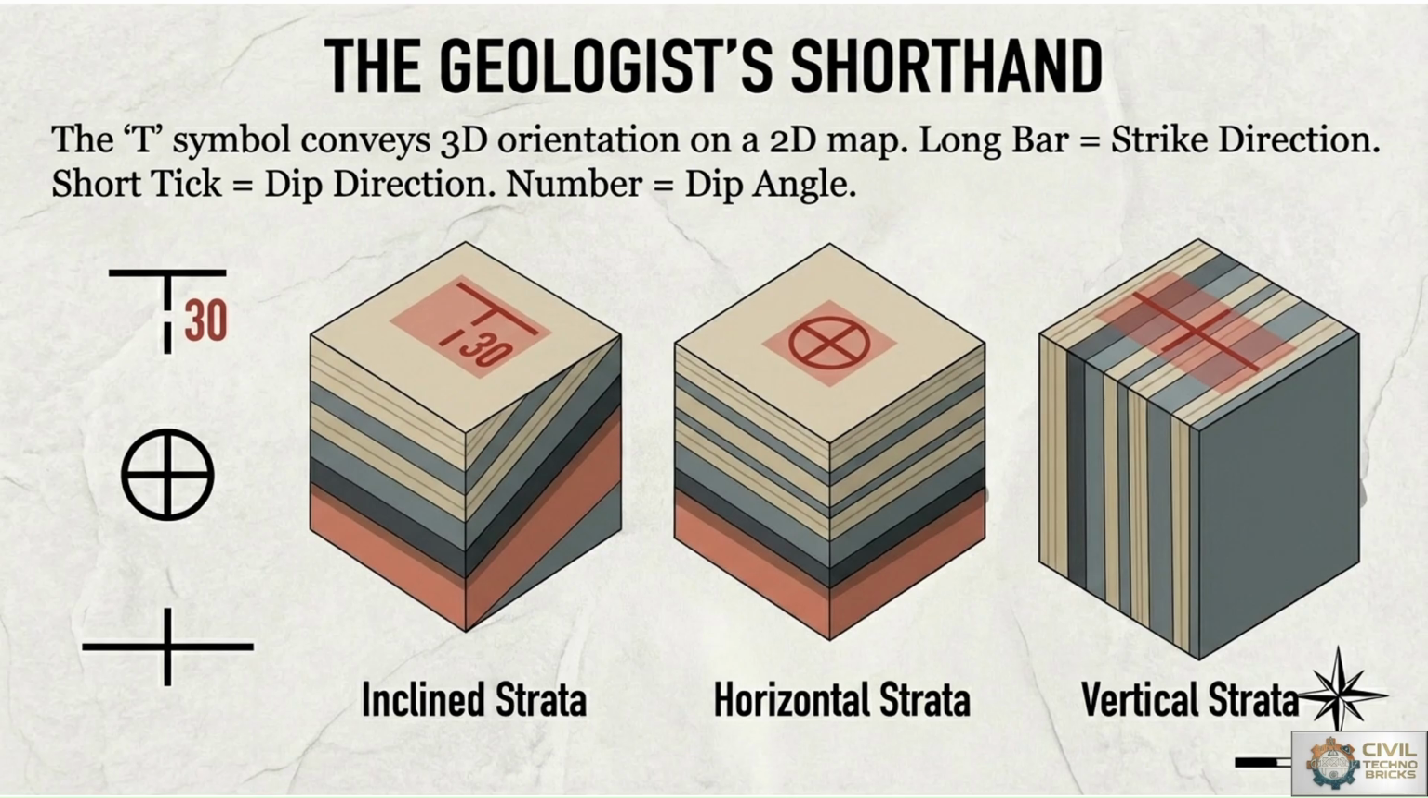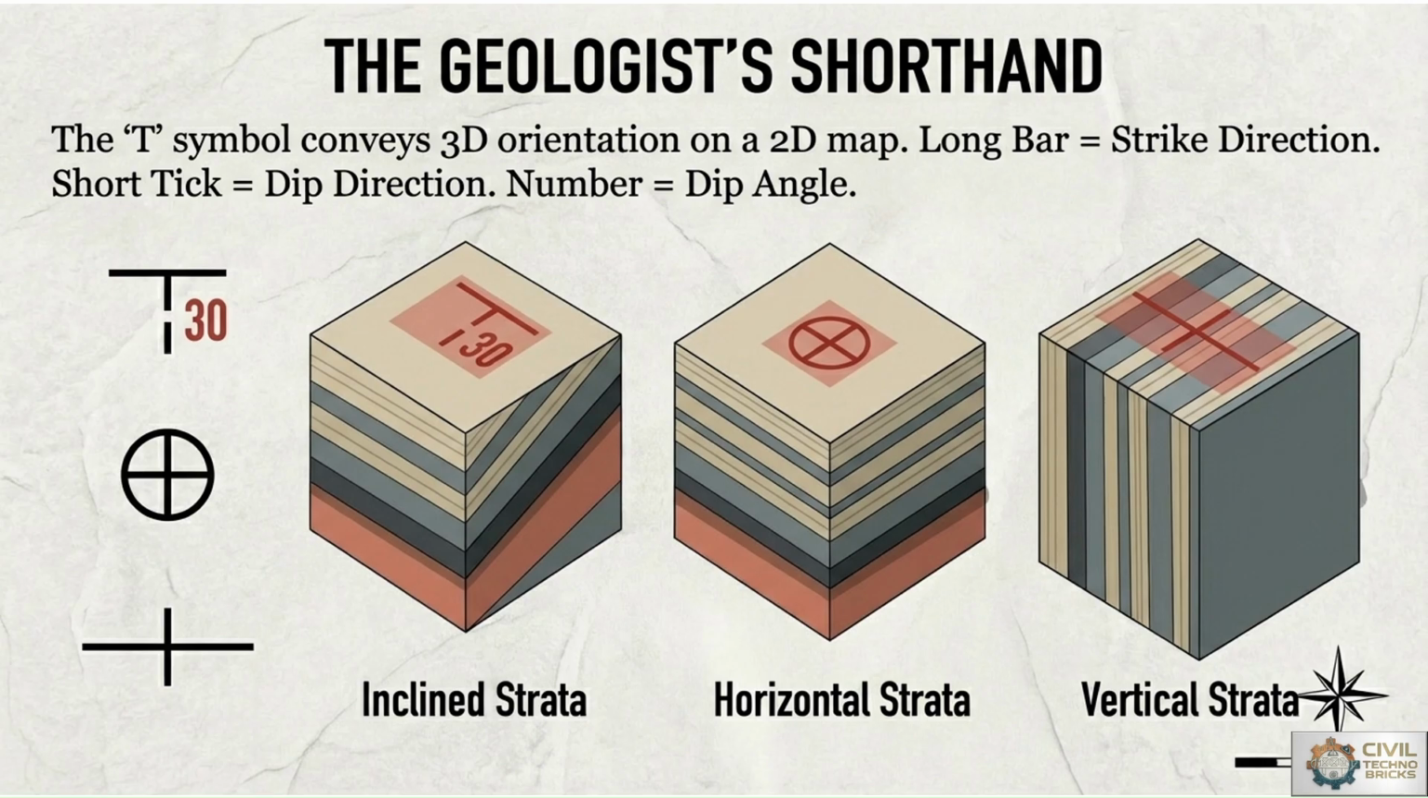So the strike and dip symbol acts as a shorthand. The long line represents the strike direction, while the short tick marks indicate the dip direction. So dip directions are shown by the short tick marks, while the long line represents the strike direction. The number written beside the symbol represents the dip angle. Here 30 is a dip angle, and the tick nearby the 30 shows the dip.